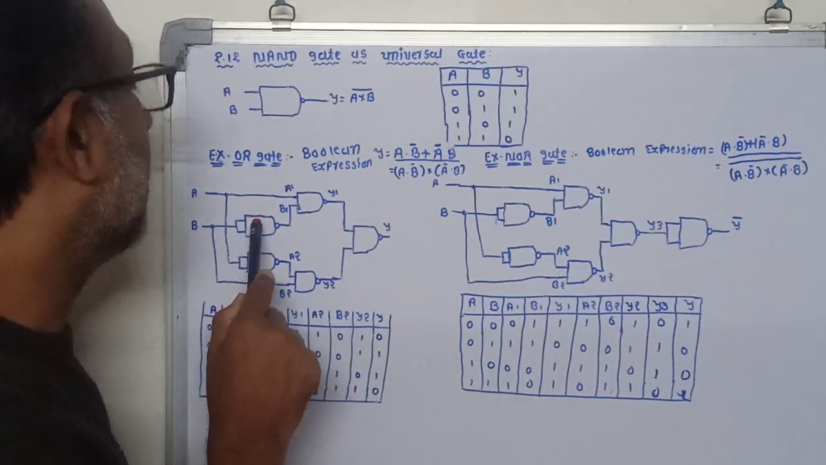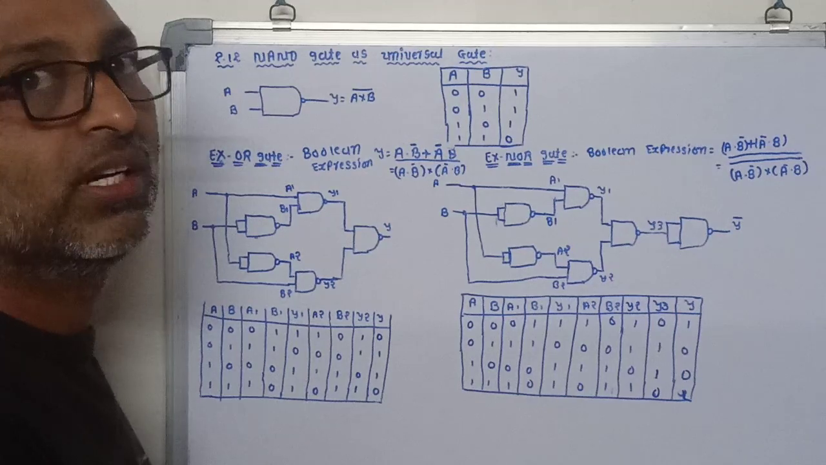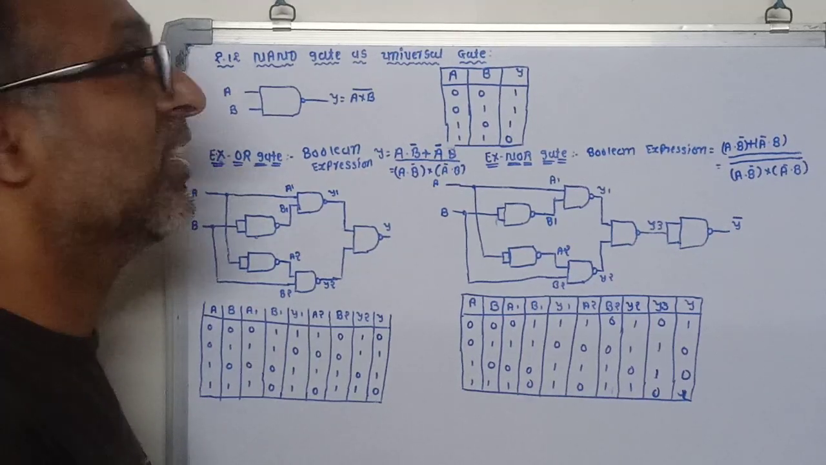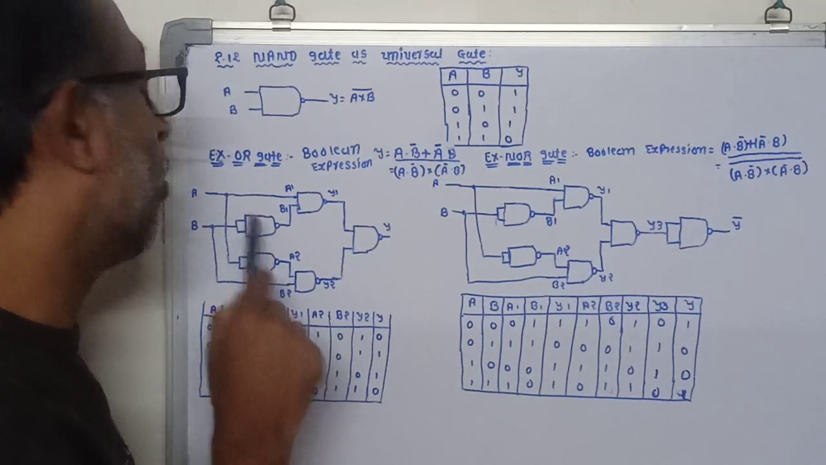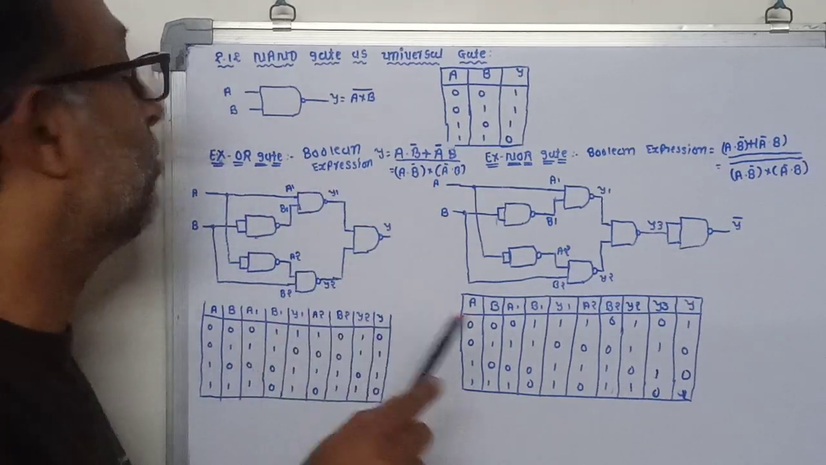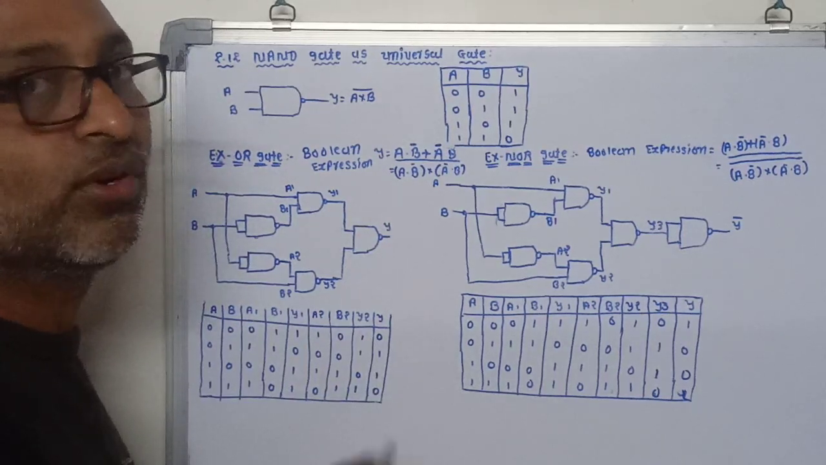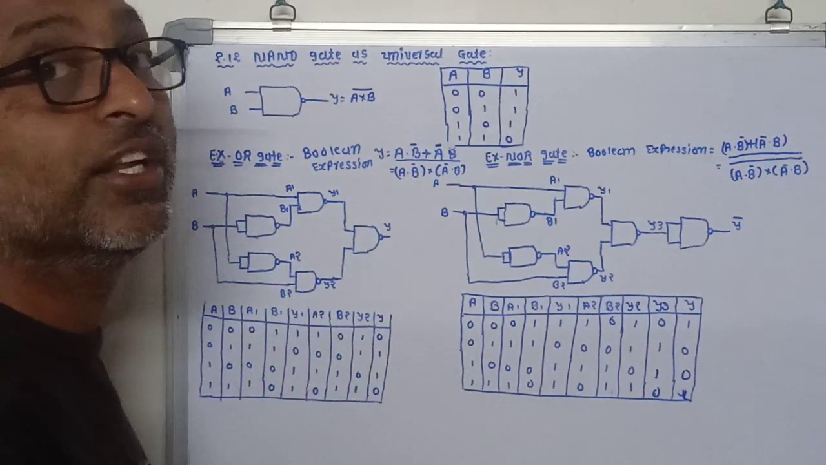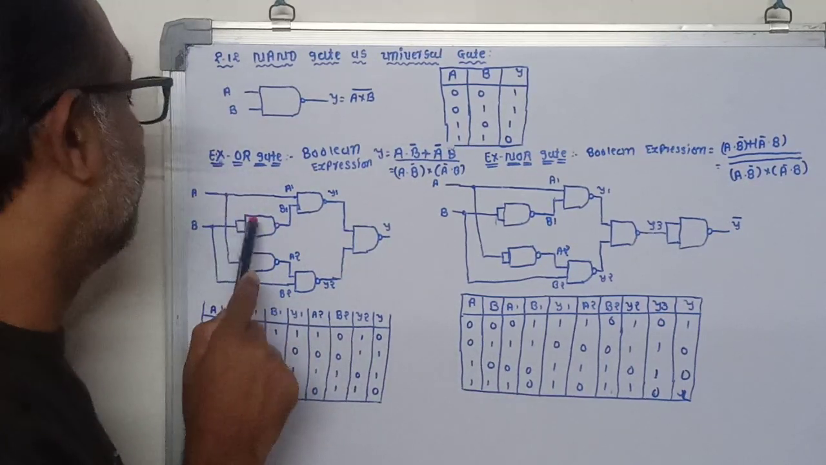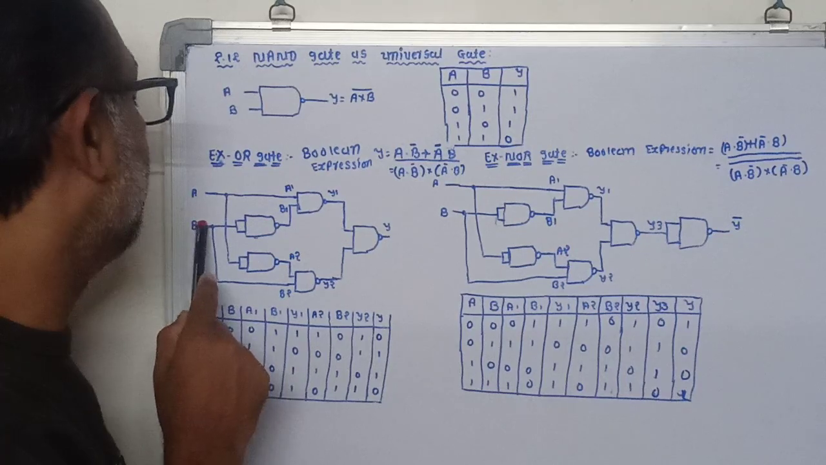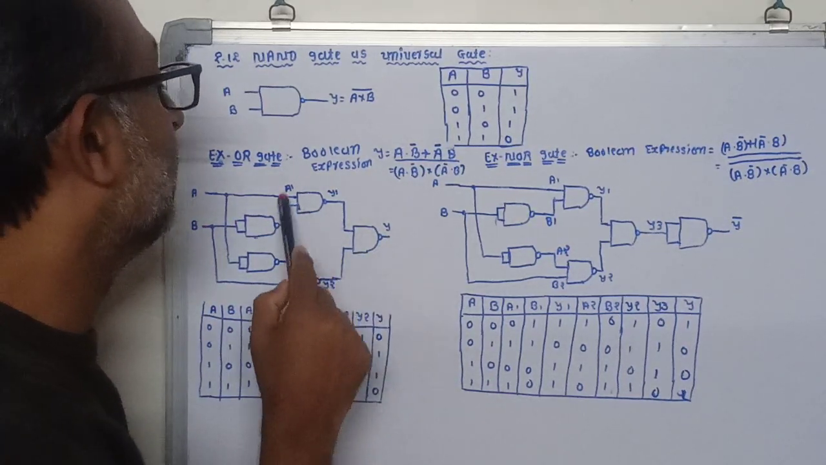So here we are using a NOT gate to get the complementary of this input signal. And remember, this NAND gate acts as a NOT gate. We have already seen how to convert a NAND gate into a NOT gate. So here we are providing one NOT gate which is connected to the B input. So here you can get this equation.